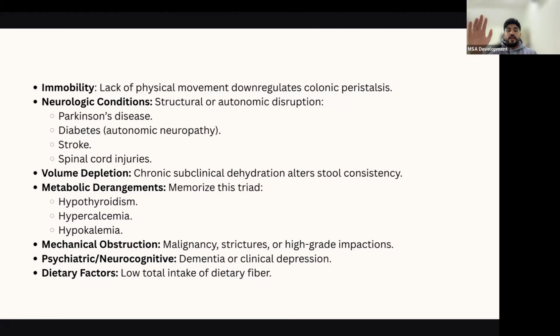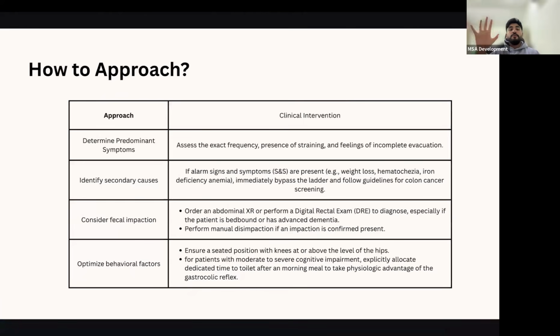constipation. Okay. It could be a mechanical obstruction like a tumor, strictures, or impaction. Okay. Could be that the patient is depressed, or could have dementia, or it could be that their diet is poor in fiber. Okay. So how do we approach?